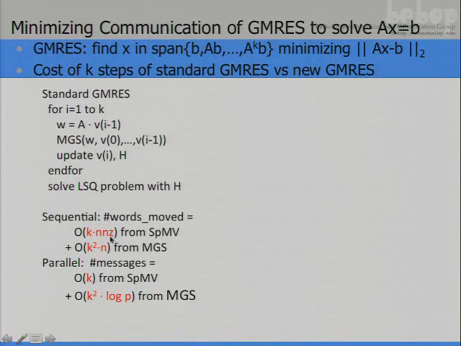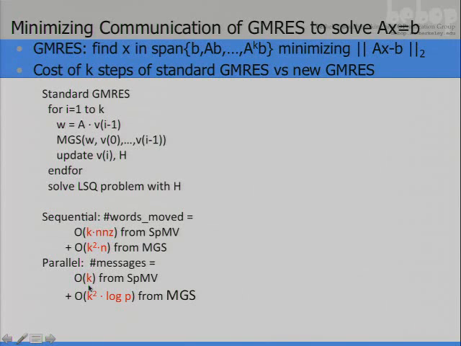How much is that going to cost me? Well, if I have NNZ, number of non-zeros, if that's how big my sparse matrix is, I'm going to move that matrix from DRAM to cache k times, so k times NNZ words moved for the sparse matrix vector multiplies. And what about all these dot products and Saxpys? Turns out there's k squared dot products and Saxpys of vectors of length n, so k squared n. That's the cost of modified Gram-Schmidt.